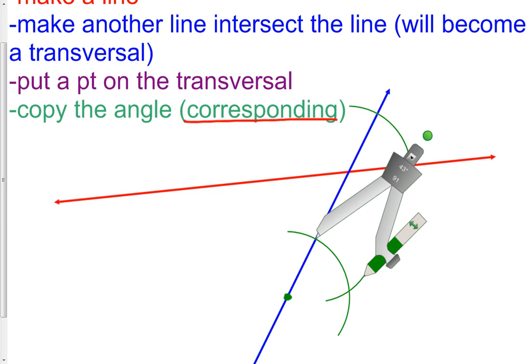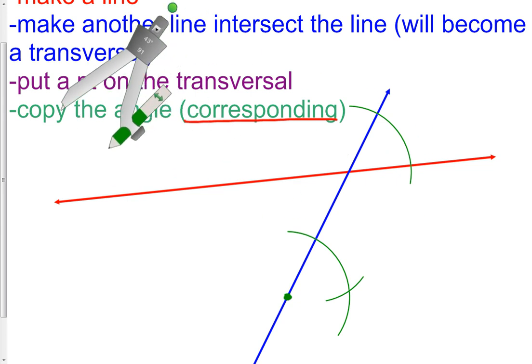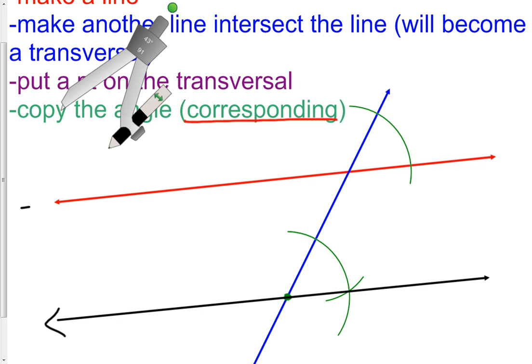Now I'm going to take my straight edge and draw a line that goes right through my green dot and right through my intersection, right about there. And then I will extend this line so you can see it a little bit better. Just a question for you. What do you notice about the black line that I drew on here and this red line? So this line and this line. What do you notice about them?